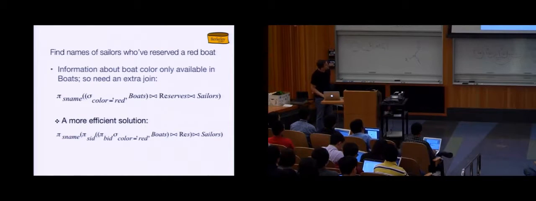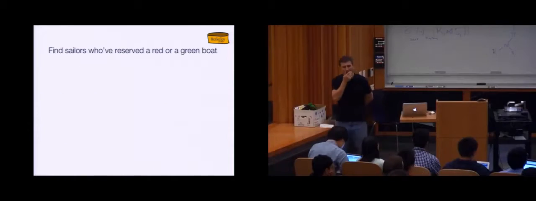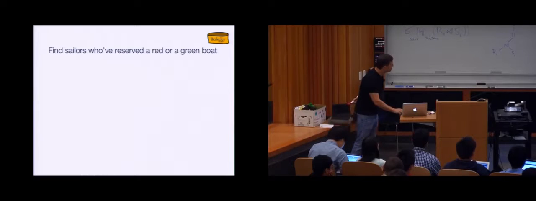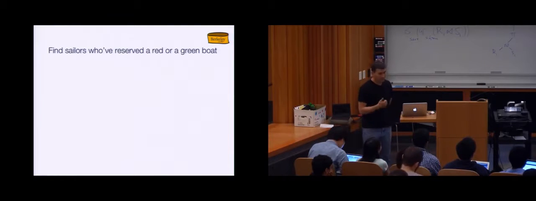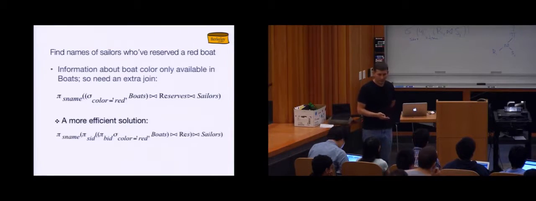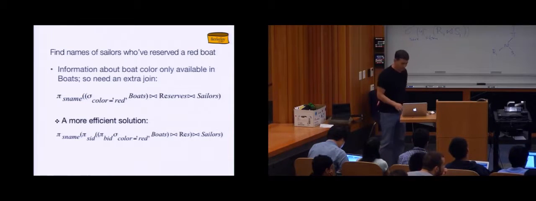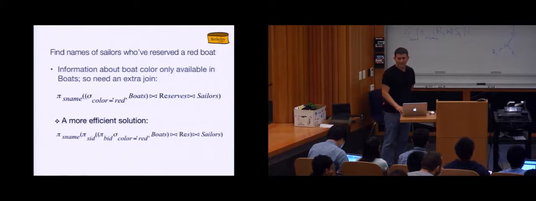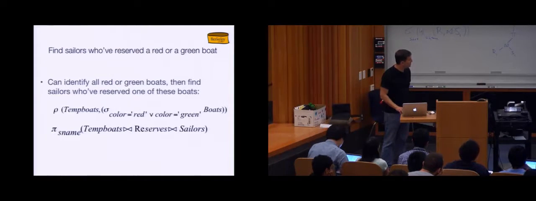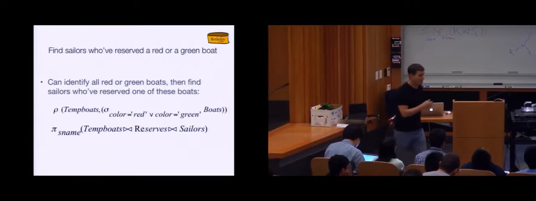All right. Find sailors who have reserved a red or a green boat. Okay. Well, we saw how to find sailors who reserved a red boat, right? Find the red boats, find the reservations for the red boats, and find the sailors who reserved the red boats. Now I want red or green. Well, that should be pretty easy, right? I'm just going to change the selection to say red or green. You believe that works? I think it works. Let's see if it works. The slide's going to say it works, so it must be true. Okay, because if it's in the slides, it must be true.